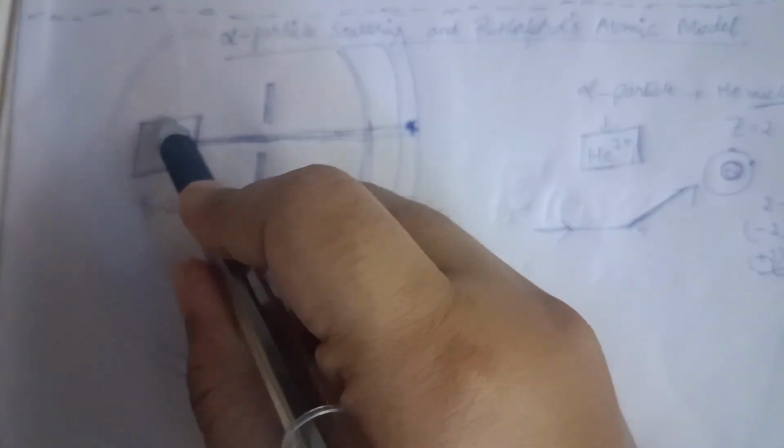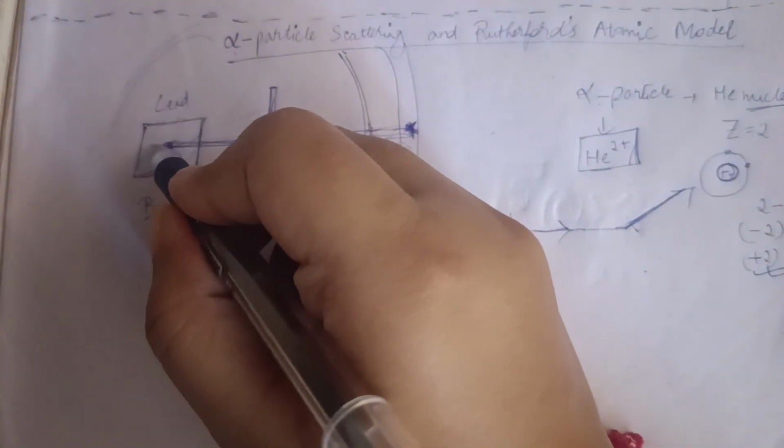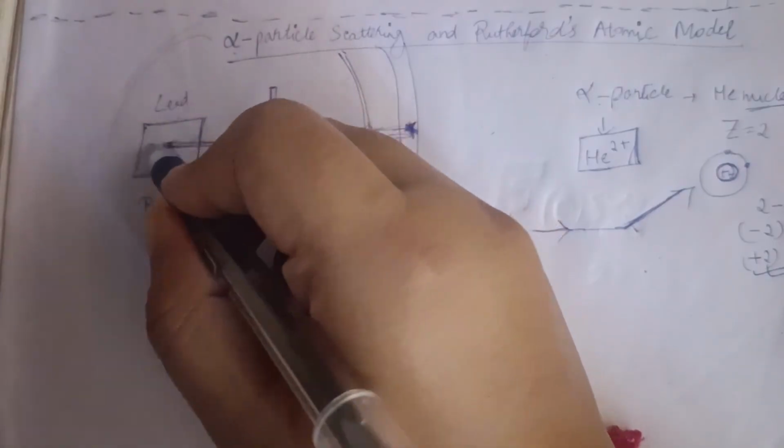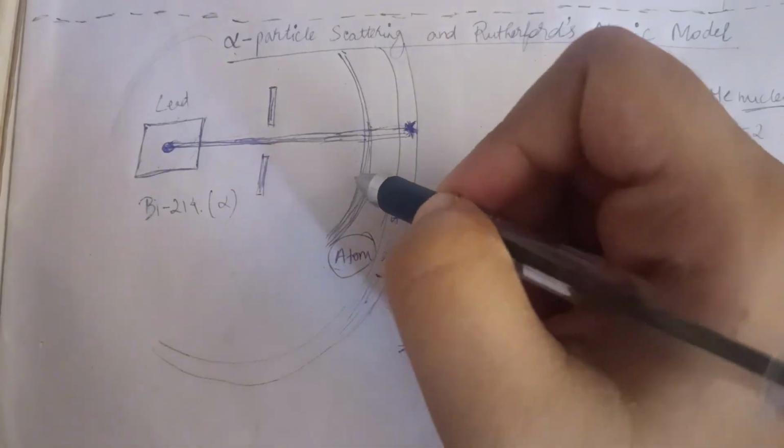Now the box here is also enclosed by lead, L-E-A-D. This is also lead, this is also lead. Same reason: so that the randomly scattered alpha particles are absorbed and the experiment has fewer errors. So this was pretty much the setup.